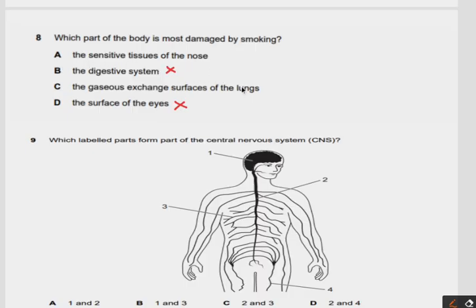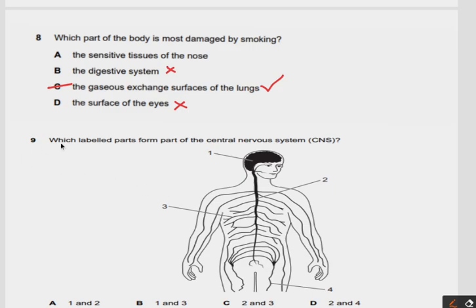You're going to find that the gaseous exchange surface of the lungs is going to be damaged. So we are going to go for this one here. Of course, even the sensitivity of the tissues of the nose is going to be damaged, but the most severe impact is going to be on the gaseous exchange. You're going to find that the cells are going to be worn out. They're not going to function well as the normal cells. So therefore, the answer is going to be C.